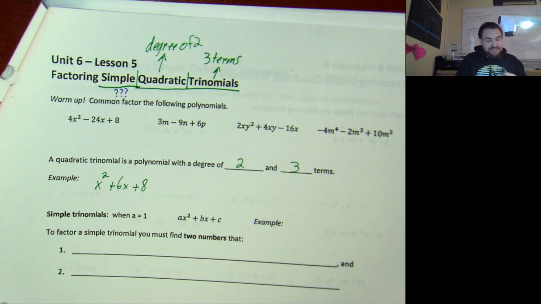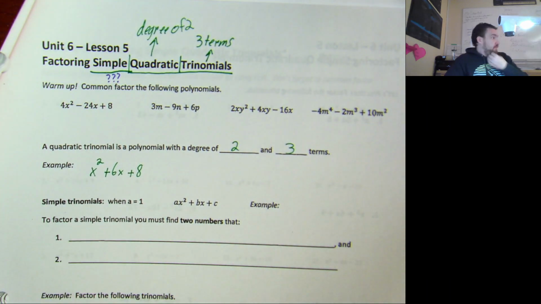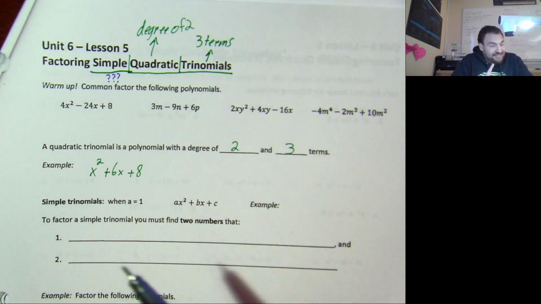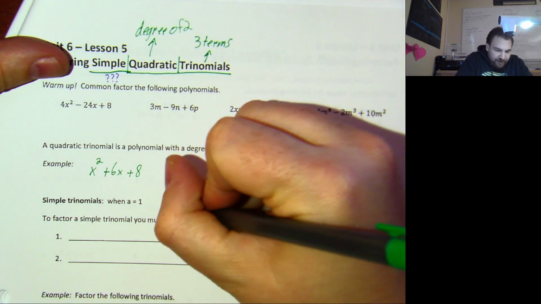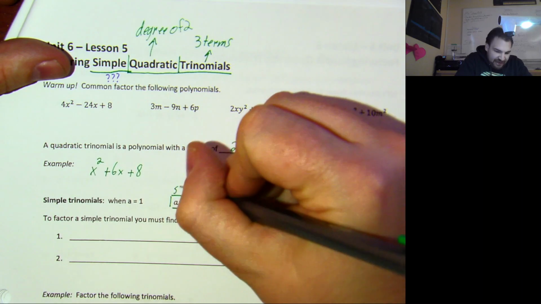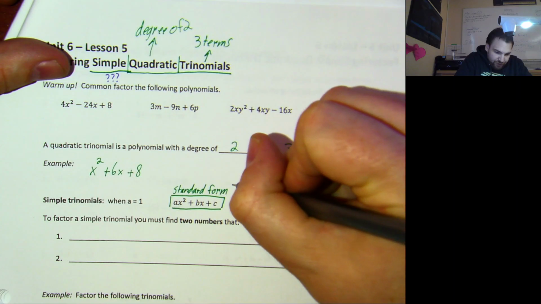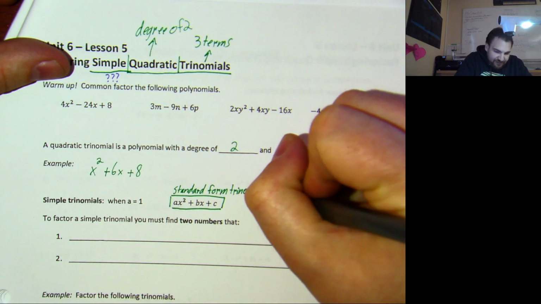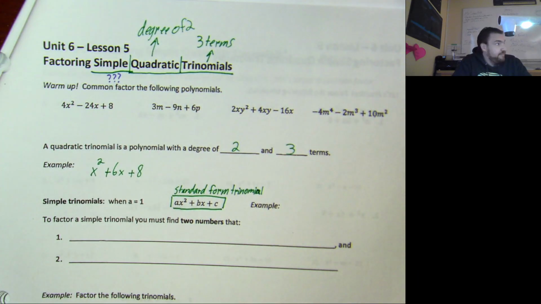What does it mean for things to be simple? A simple trinomial is actually defined for us on the next line. This right here is a generic trinomial. This is the standard form trinomial.